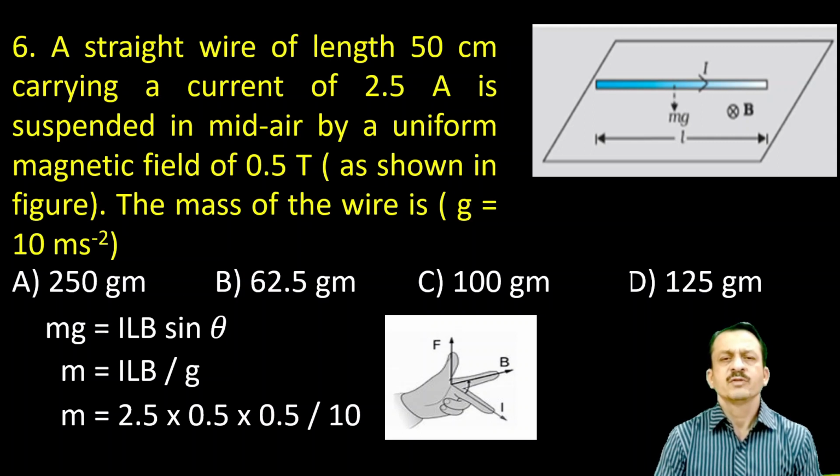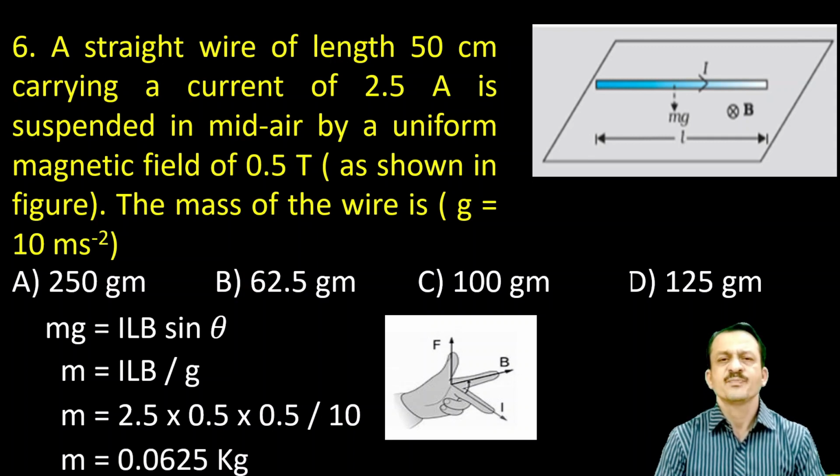Now 0.5 into 0.5, it is 0.25. So 25 into 25, it is 625. If you use that concept, so 2.5 can be written as 25 into 10 to the power of minus 1. 0.5 into 0.5 is 0.25. It can also be written as 25 into 10 raised to minus 2. So in the numerator, 25 into 10 raised to minus 1 into 25 into 10 raised to minus 2. If you multiply, 625 into 10 raised to minus 3. In the denominator, we have 10. If I take it to the numerator, it becomes 625 into 10 raised to minus 4.